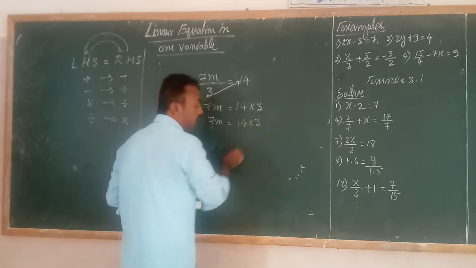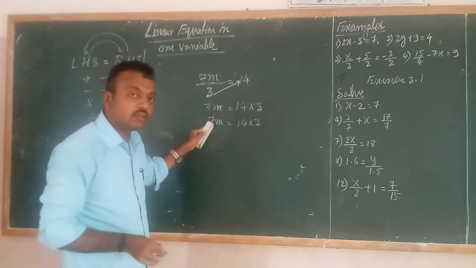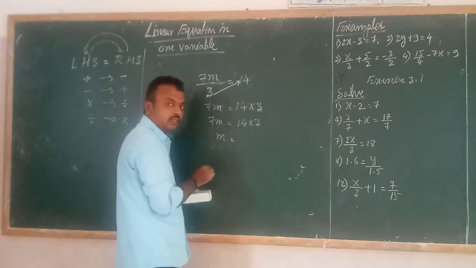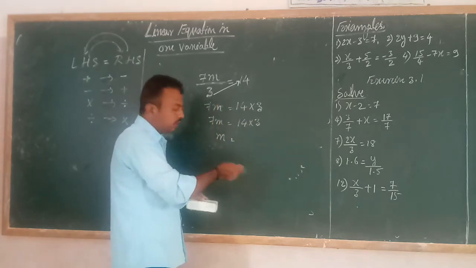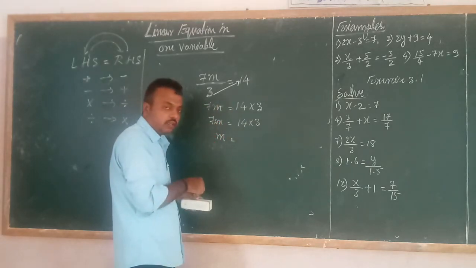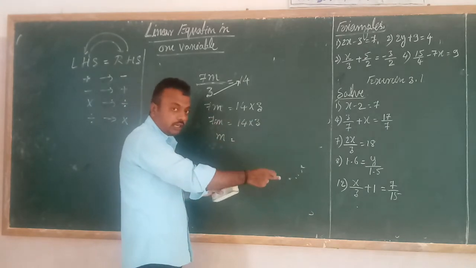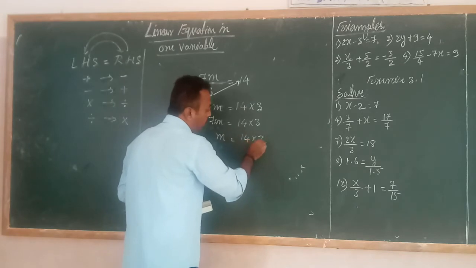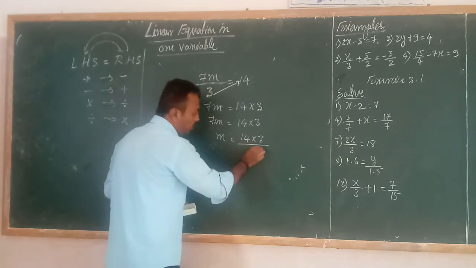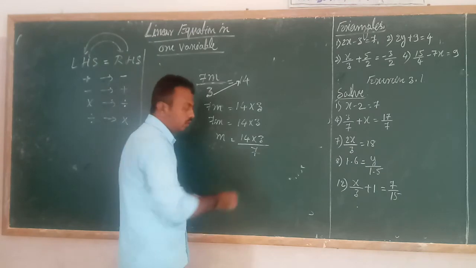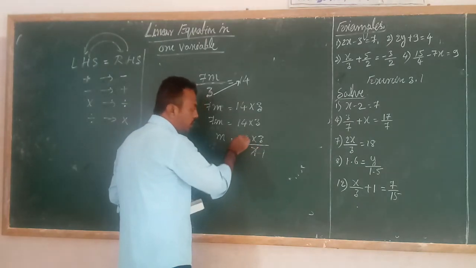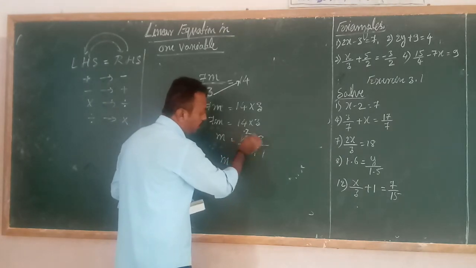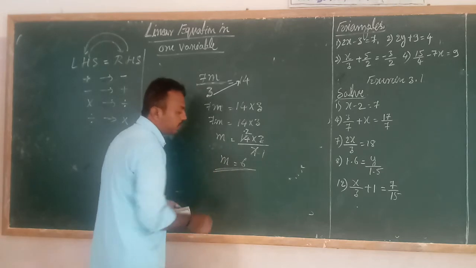I will not multiply that, because 7 is there. After that you have to simplify it. Now m you have to keep on the LHS side. So 7 you have to send to the RHS. Between 7 and m, multiplication is there. So if you send 7 to the RHS, it becomes division. Now 14 into 3 we write as it is, with 7 in the division portion. Now we have to simplify that. 7 twos are 14. So now m is equal to 2 into 3, we have to multiply that. 2 threes are 6. Therefore m is equal to 6.